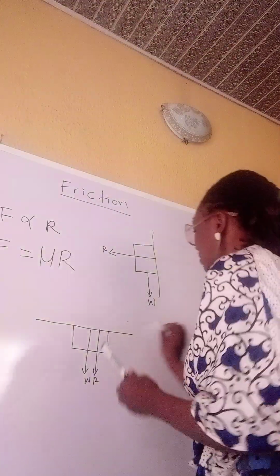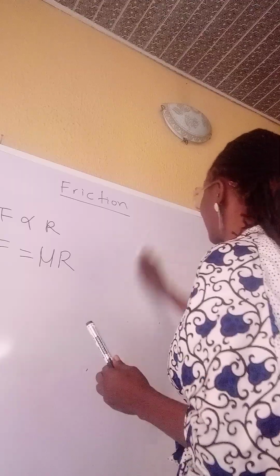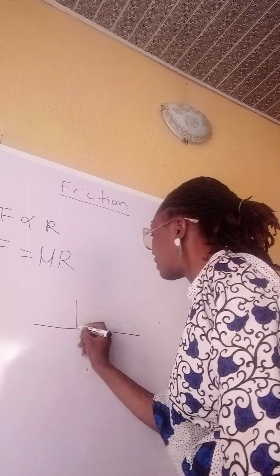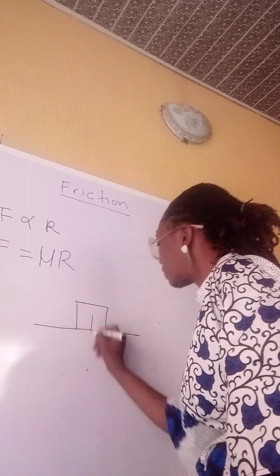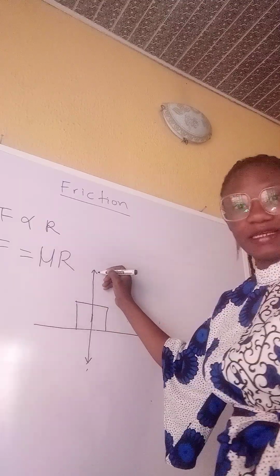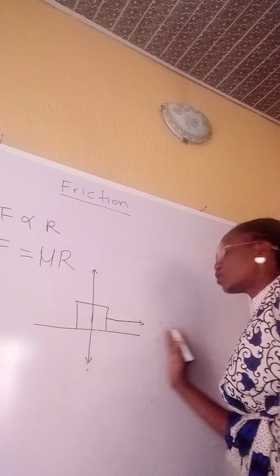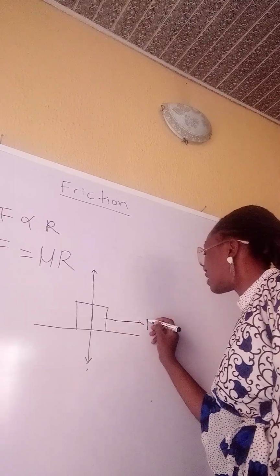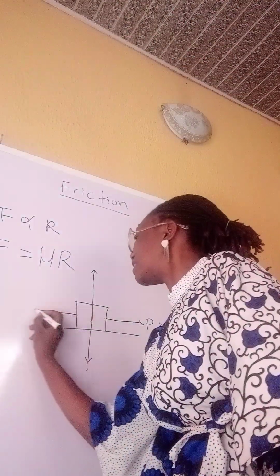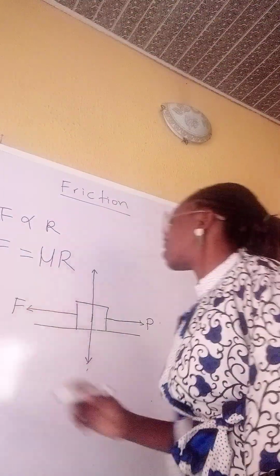Now let me go back to the former diagram. You still remember the first diagram I drew? Let's say this is our box. The weight is acting downward. The normal reaction acts perpendicular to the plane. If I'm to pull this box from this point to the right-hand side, I need to pull it. Let's use P for the force applied. Then, of course, we have another force opposing this motion. This force is the frictional force.